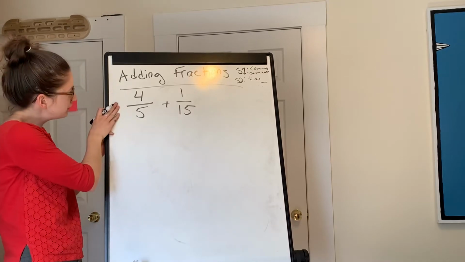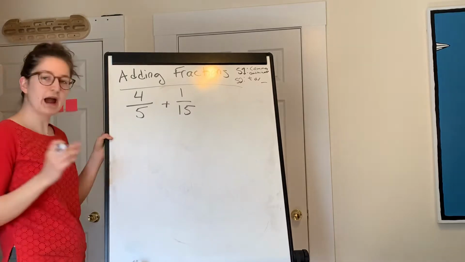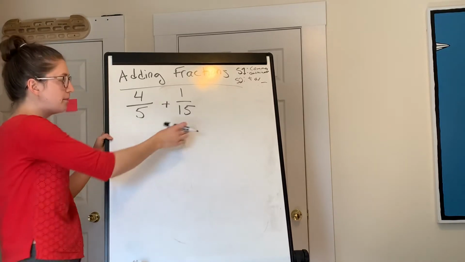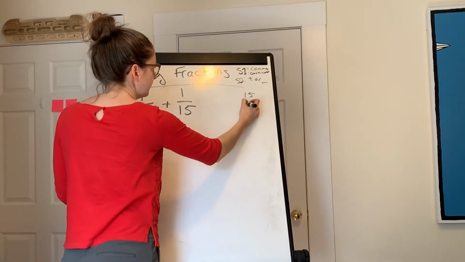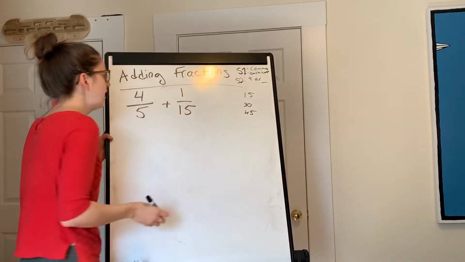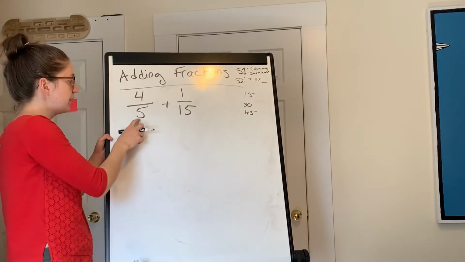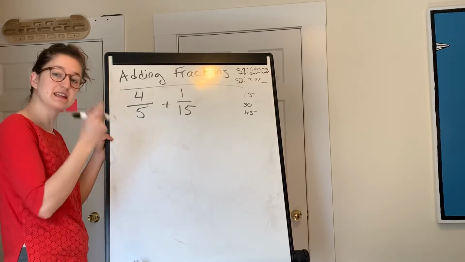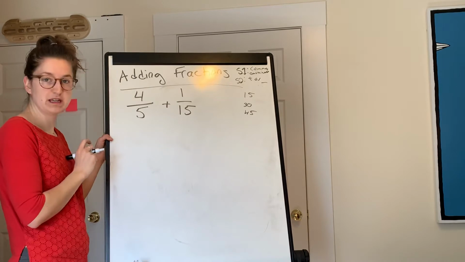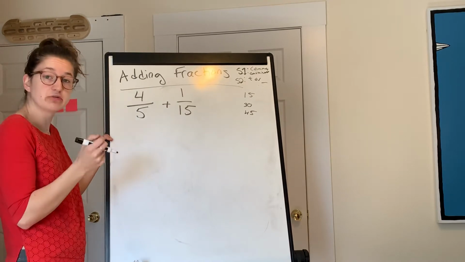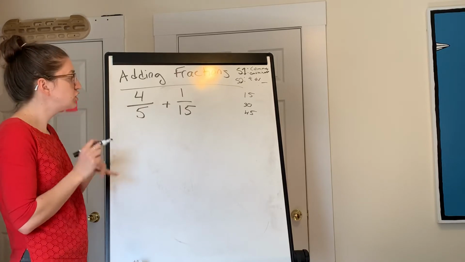So the first thing you have to do is rewrite these so they have a common denominator. Remember how we do that. We take the bigger denominator and we write out the multiples. So 15, 30, 45, and we figure out which of these multiples the smaller denominator divides equally into. So does 5 divide equally into 15? Yeah, 5 times 3 is 15. It fits in equally. There are 3 5s in 15. So this one's kind of easy.